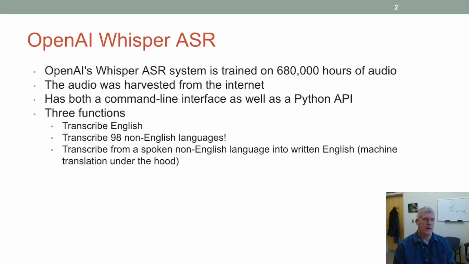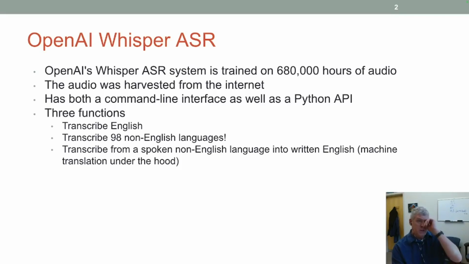That is the coolest, I'm going to say the coolest ASR system right now, called Whisper ASR from OpenAI, the big bad boy company that has created ChatGPT and other AI tools. It was trained on 680 hours of audio that they scraped from the internet. And it is really good. It has both a command line interface as well as a Python API, so you can use it within a Python script, or you can use it right at the command line.